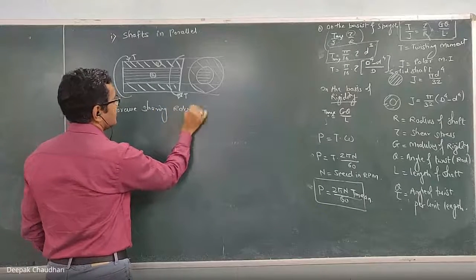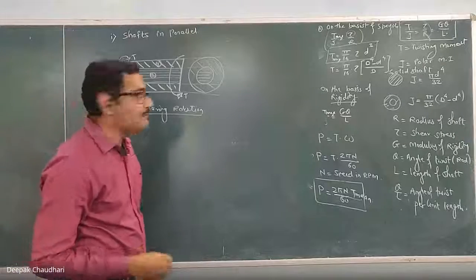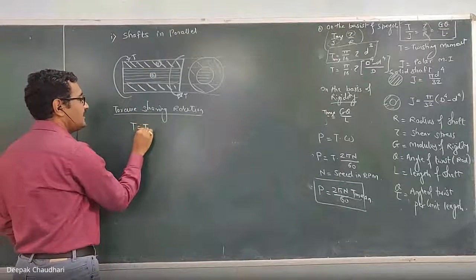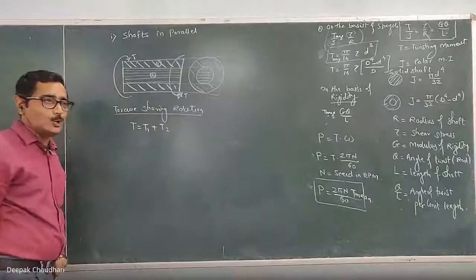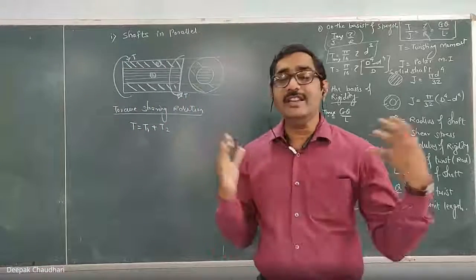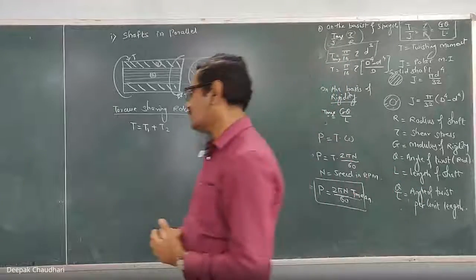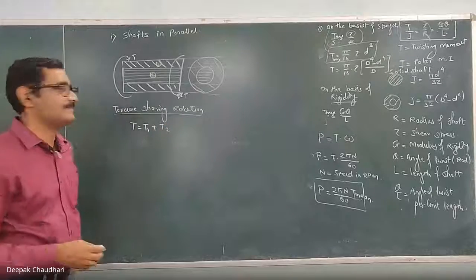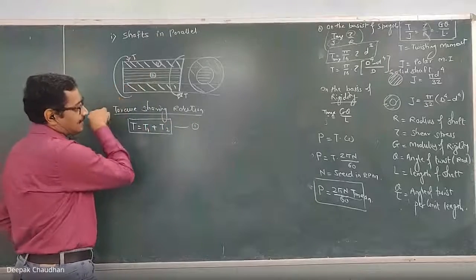Torque sharing relation. When the shafts are connected in parallel, the total torque which we have applied is shared in the two materials. T1 is the torque shared by shaft 1 plus T2 is the torque shared by shaft 2. So when the shafts are connected in parallel, the total torque applied is shared in the two materials or two shafts. The concept is similar to what we studied in the first lesson, where we wrote the load sharing relation. Here it is a torque sharing relation. This is the first equation when the shafts are connected in parallel.